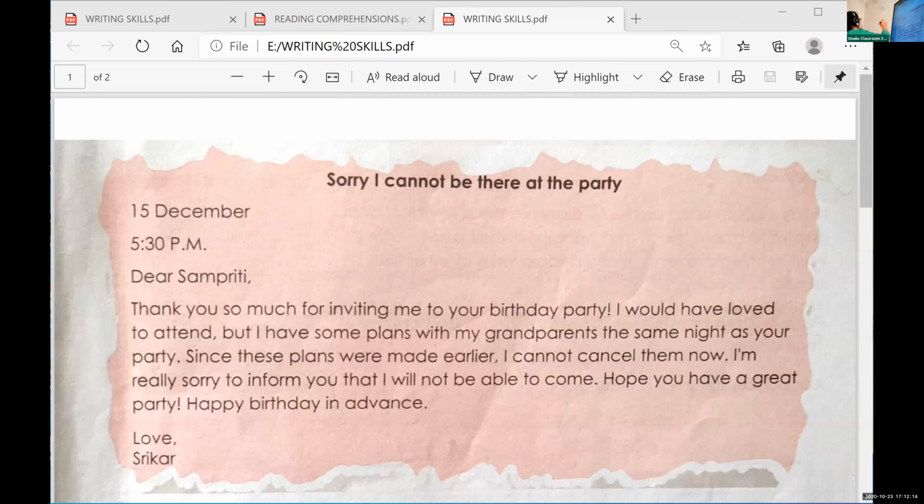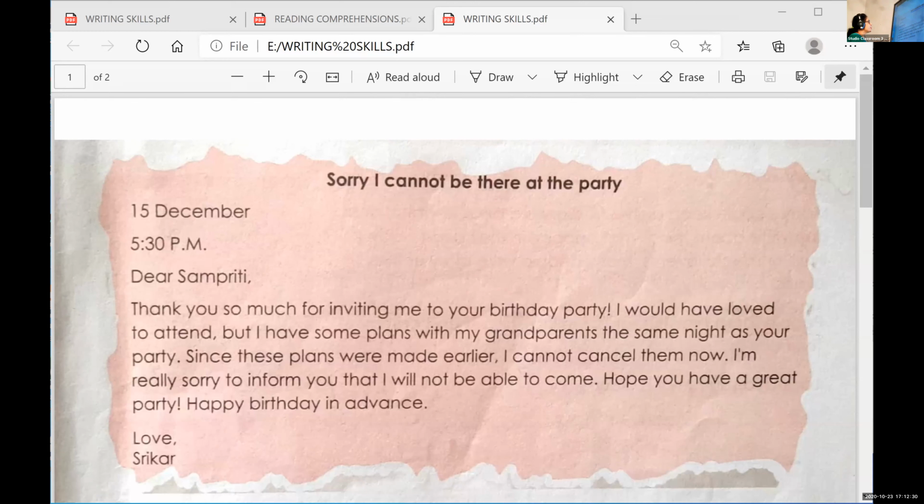So, first thing you have to do is there should be a heading. Okay, a heading should be given there. So, what is the heading here? "Sorry, I cannot be there at the party." That is the heading given.